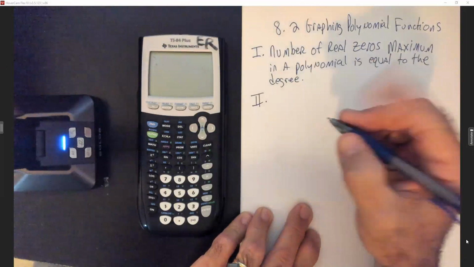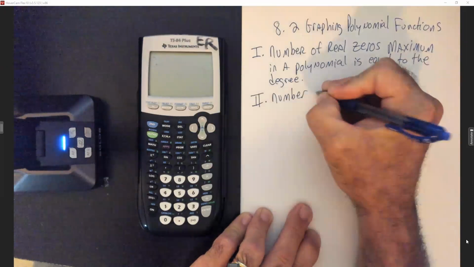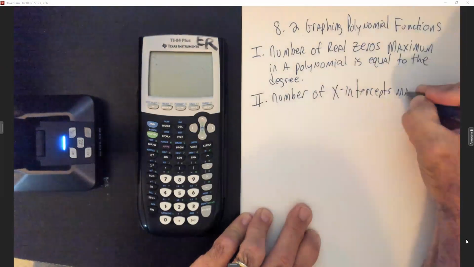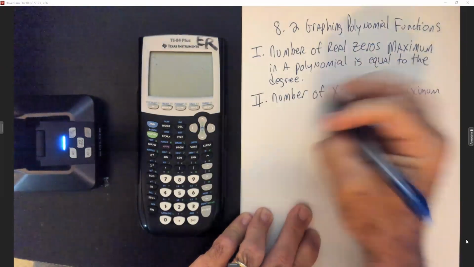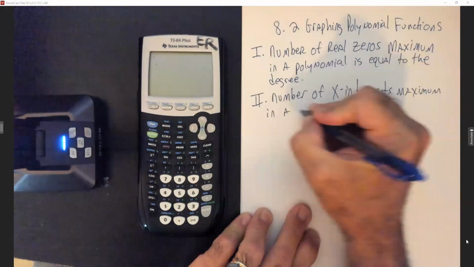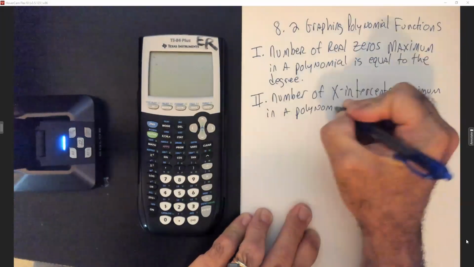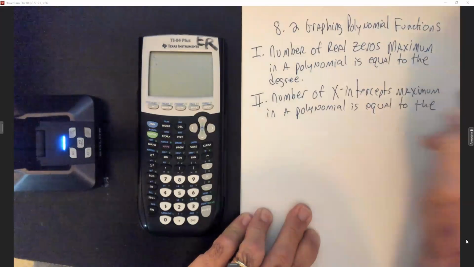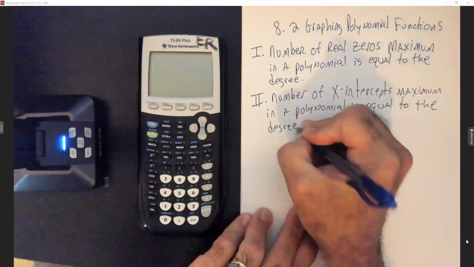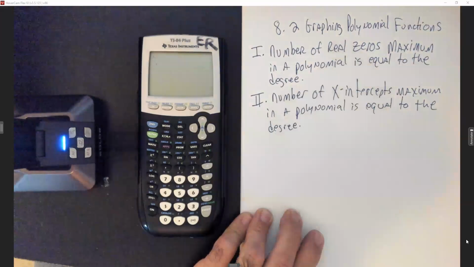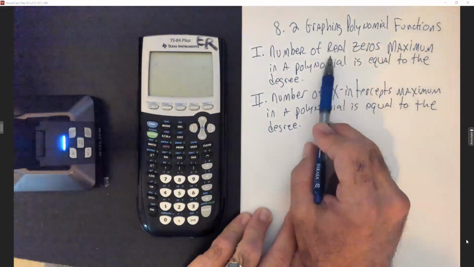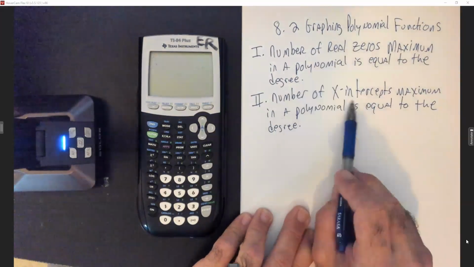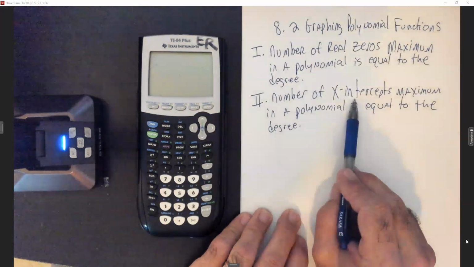Number of x-intercepts maximum in a polynomial is equal to the degree. But y'all already knew that. We knew that x-intercepts and zeros were basically the same numbers. So if it's maximum for the real zeros, it's got to be the maximum number of x-intercepts we can have. So this is also equal to the degree.